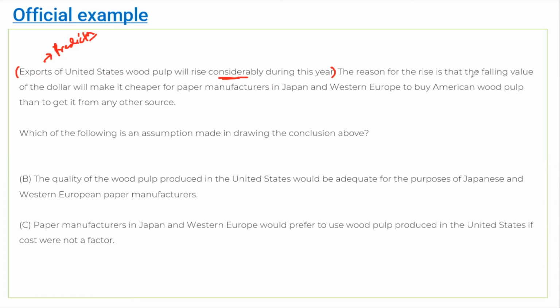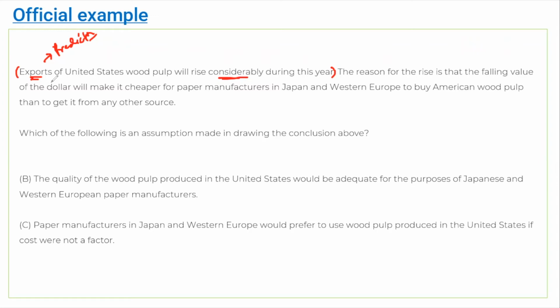The reason for the rise is the falling value of the dollar. Okay, so it seems like the dollar's value is falling in the market. All right. So if that happens, and I know that we are talking about exports, right away, even without reading anything else, I can connect some dots. What kind of dots can I connect?